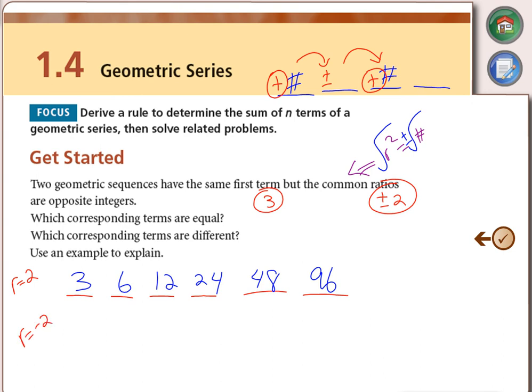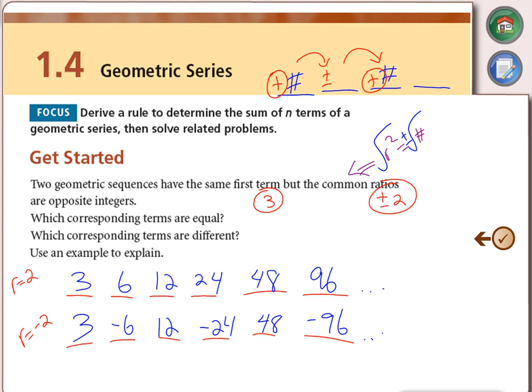Now, what happens if r is negative 2? First one's going to be 3. Multiplied by negative 2 gives us negative 6. Multiplied by negative 2 gives us positive 12. Negative 24. Positive 48, negative 96. And those will go on forever.